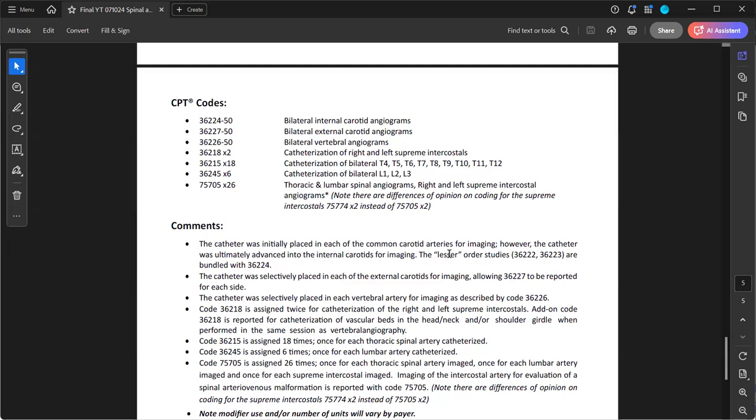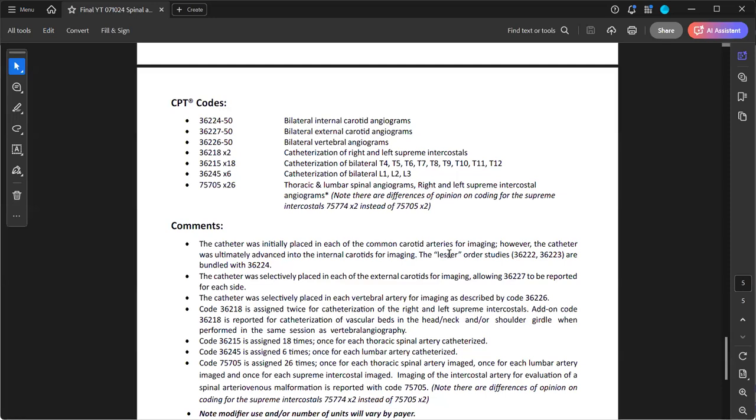And then we have catheterization of all of the thoracic vessels. Those are all coded with 36215. All the catheterizations of the lumbar vessels are going to be coded with 36245. So that gives us 18 36215s, 6 36245s, and then we have a total of 75705 for 26 times.